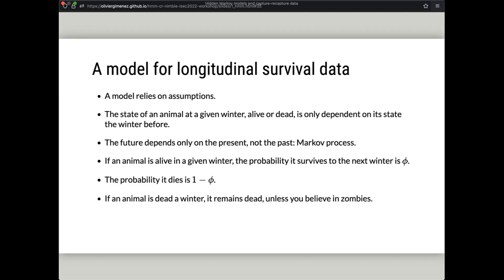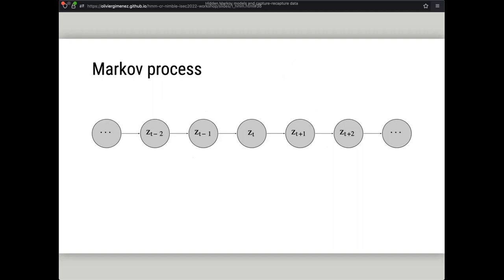Okay, the Markov process, you might have seen this kind of representation, at least part of it. So the state at t plus 1 here depends only on the state at t, and the dependence is represented by this oriented arrow. So it gets from z_t to z_t plus 1. And in our model, going from a winter to the next is driven by survival, the phi parameter, okay? Which is also the mortality process. And the probability of going from alive, 1, to dead, 2, is 1 minus phi, okay? The probability of dying over the interval. And once you're dead, you remain dead with probability 1, right?